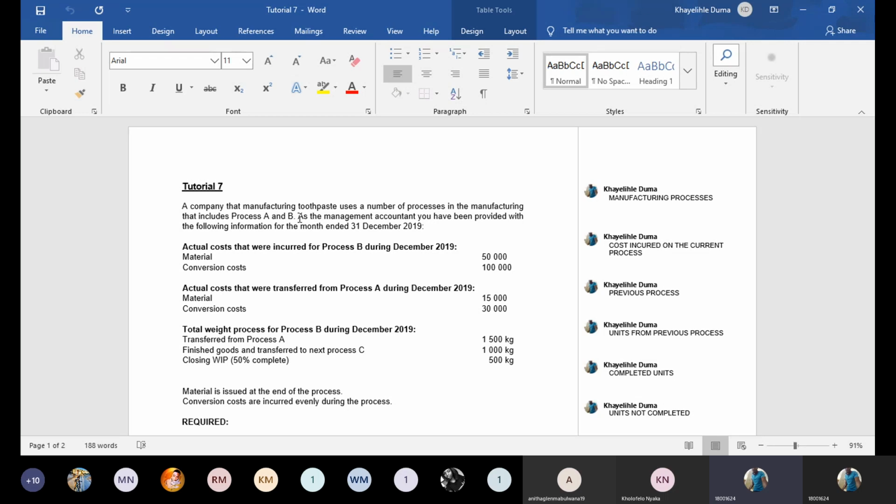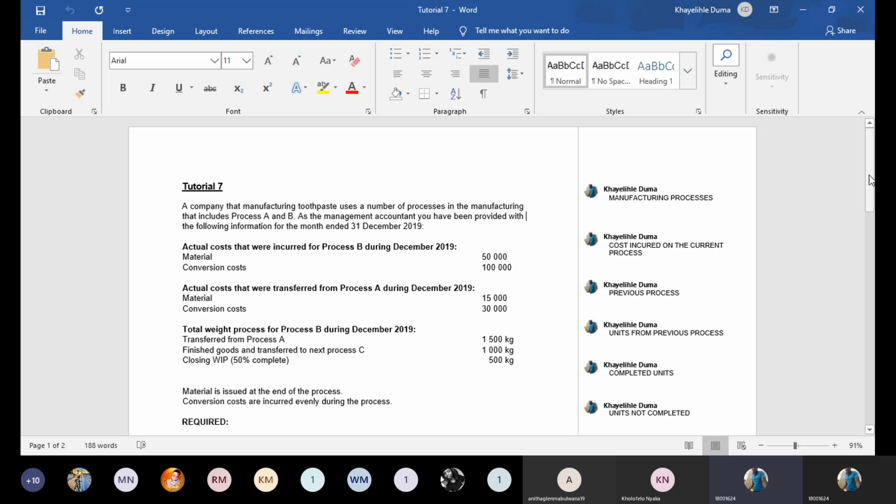So a process account is something you can compare to, it's kind of a work in progress account. It will increase on the debit side and decrease on the credit side. So whatever you take from process A to process B will be on the debit side of process B. But in this case, we're not doing that. We're just calculating the closing balance.